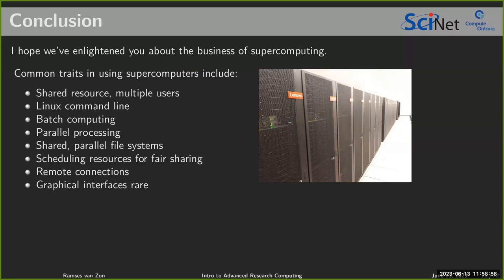Their file systems are shared. One thing we did not have to worry about is copying over, say, our bond break application to the compute nodes, because the file systems are visible everywhere. So they're shared and they're parallel. We have a scheduler for fair sharing, which means that if you overuse, your priority goes down. But if you don't, it's fair compared to all the others. The connections are remote, and you have no graphical interfaces, really.